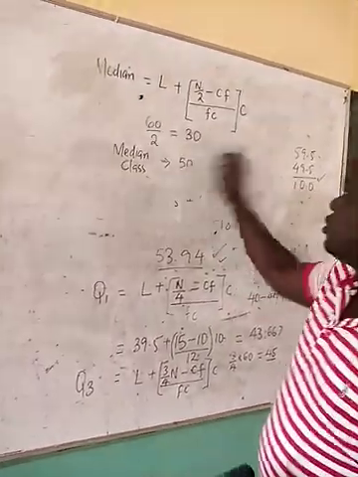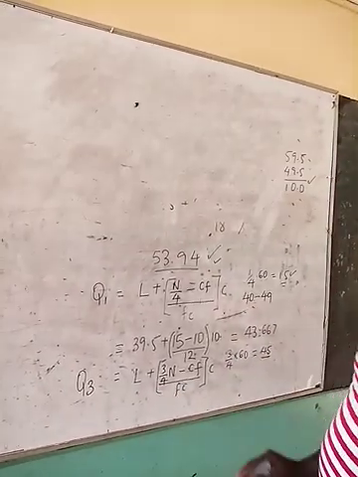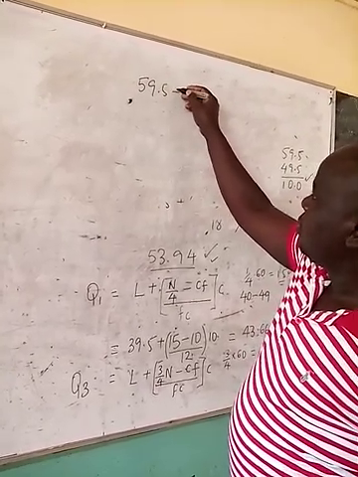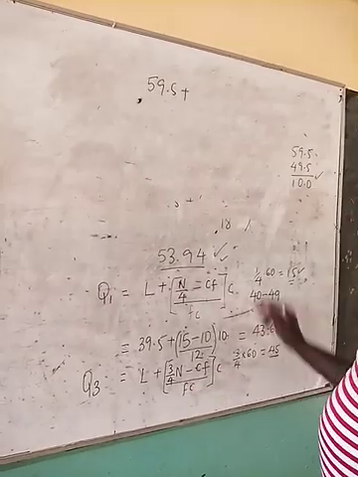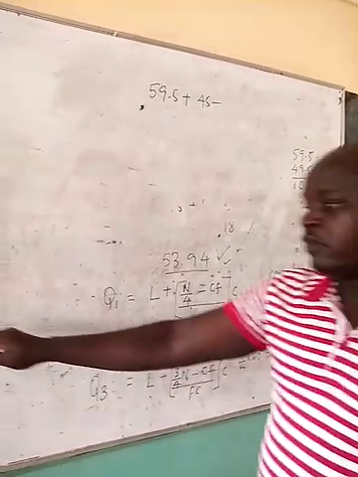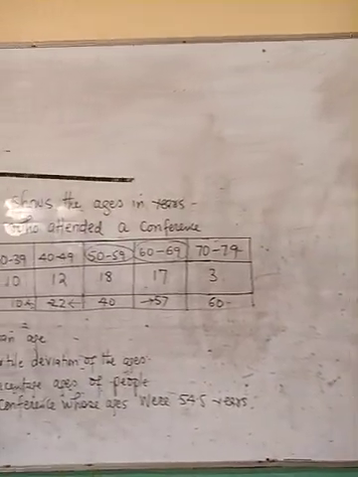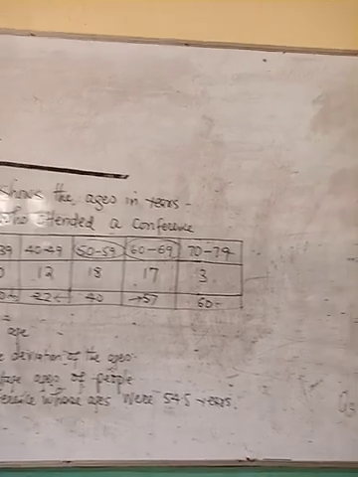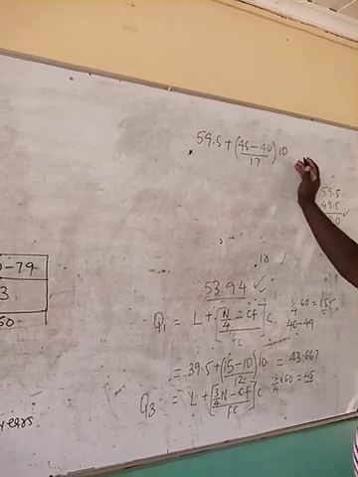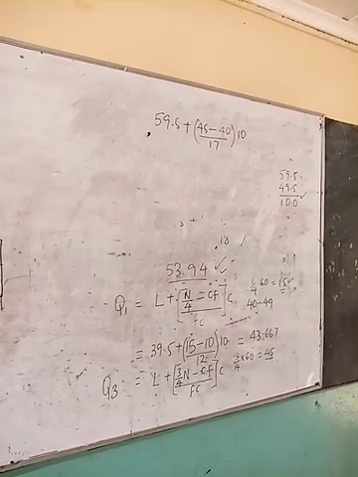Upper quartile class is 60 to 69. So we can do the substitution. The lower limit of that class 60 to 69 is 59.5 plus 3/4 of n is 45, we had already found that, minus cumulative frequency before that class is 40 over frequency of that class. The frequency of the class 60 to 69 is 17 times the class interval of that class, which is 10, because we have seen that the class interval is uniform. So we can again simplify that.